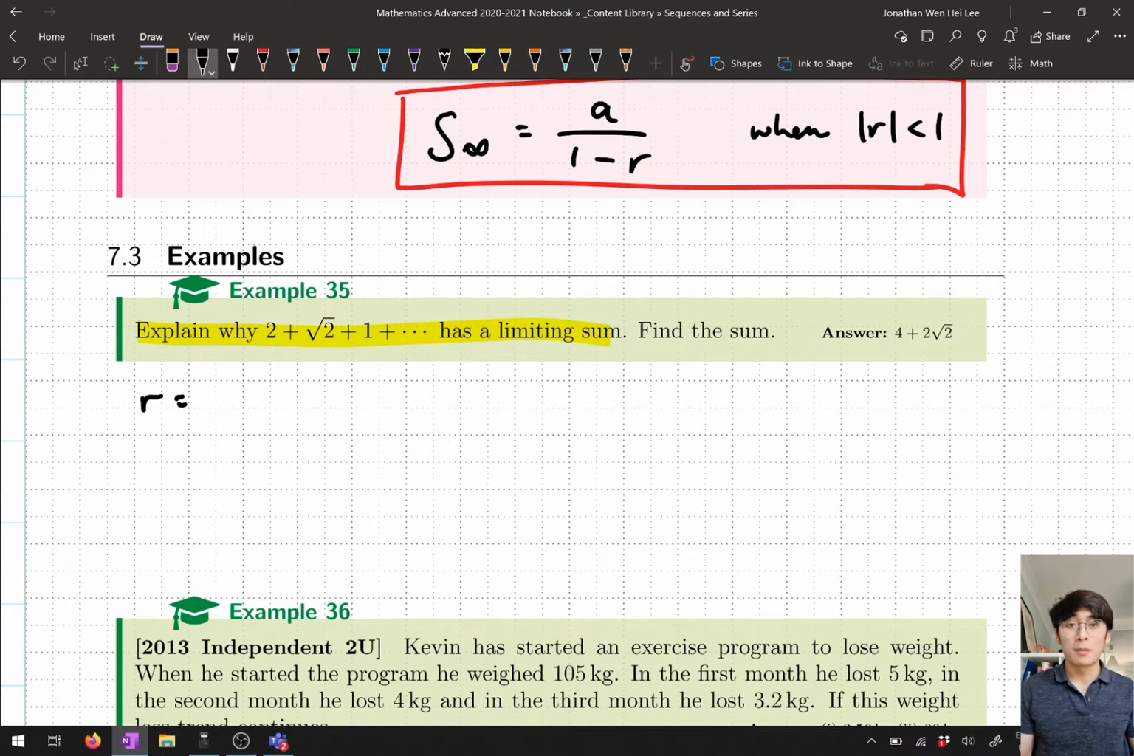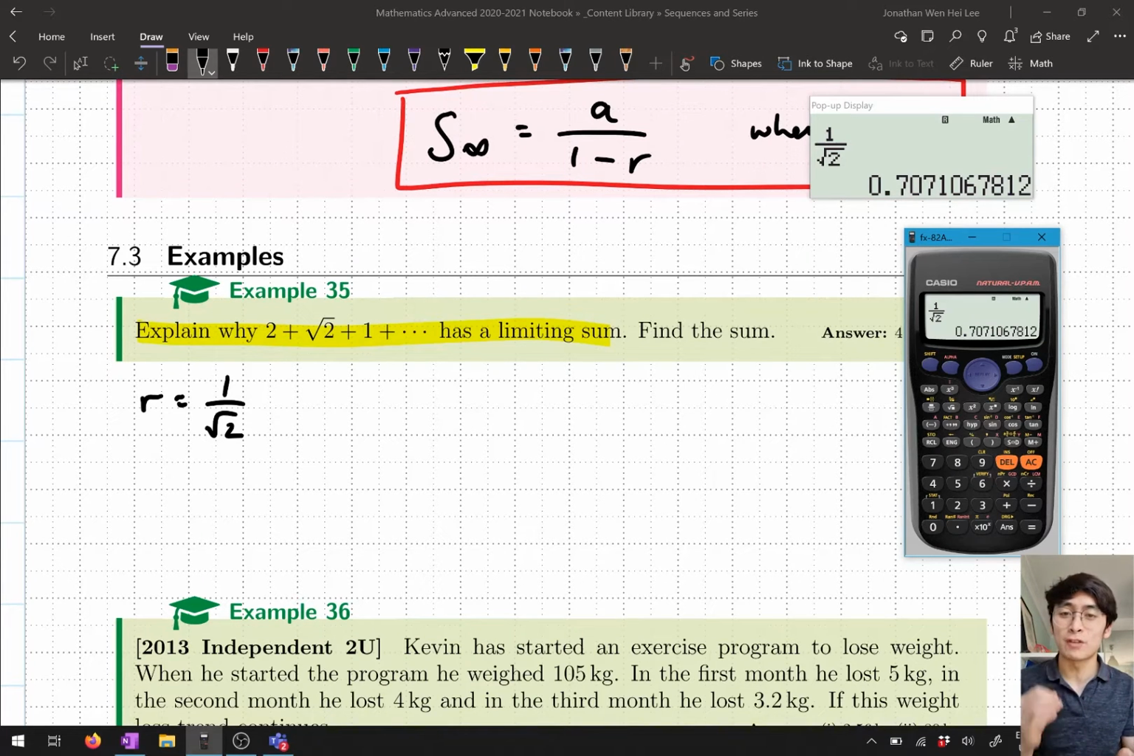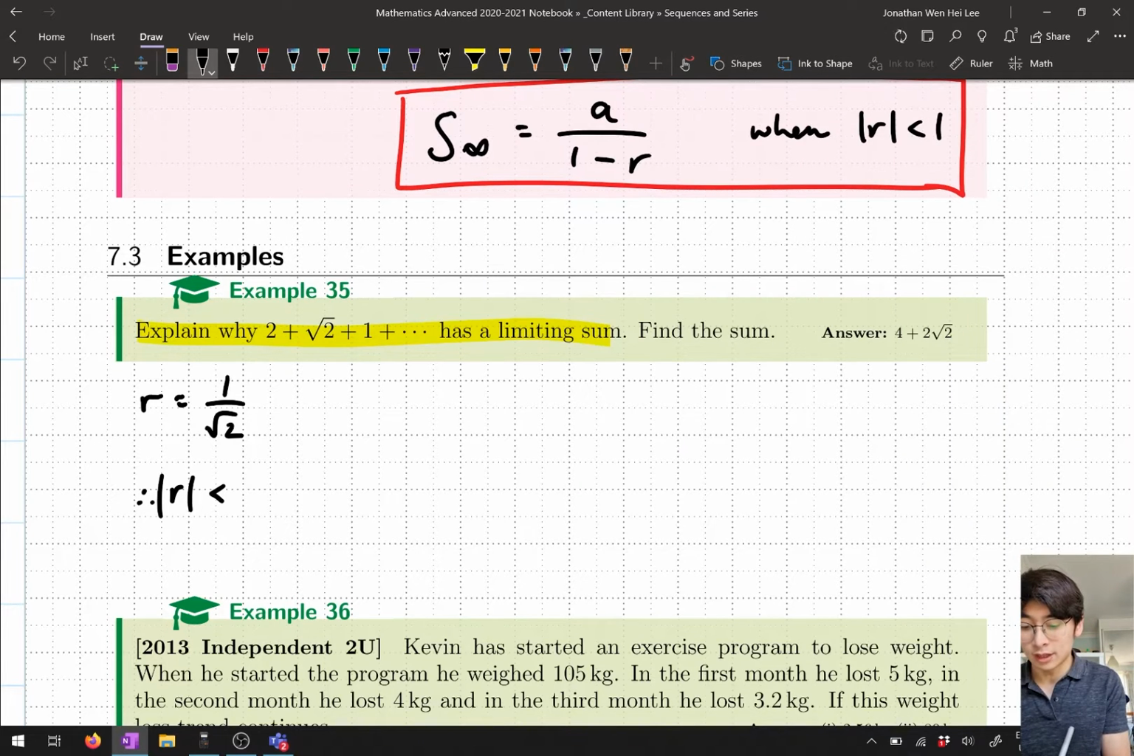With the common ratio, when we're dealing with geometric series, what we do is we take 2 consecutive terms and we divide. Let's pick any 2 consecutive terms, you can pick any 2 here. I'm going to pick 1 and root 2. So the common ratio is just going to be 1 over root 2. Now we can chuck this in the calculator. 1 over square root 2, and we get 0.707, which is less than 1. So here, therefore, the absolute value of r is less than 1, and so a limiting sum exists.